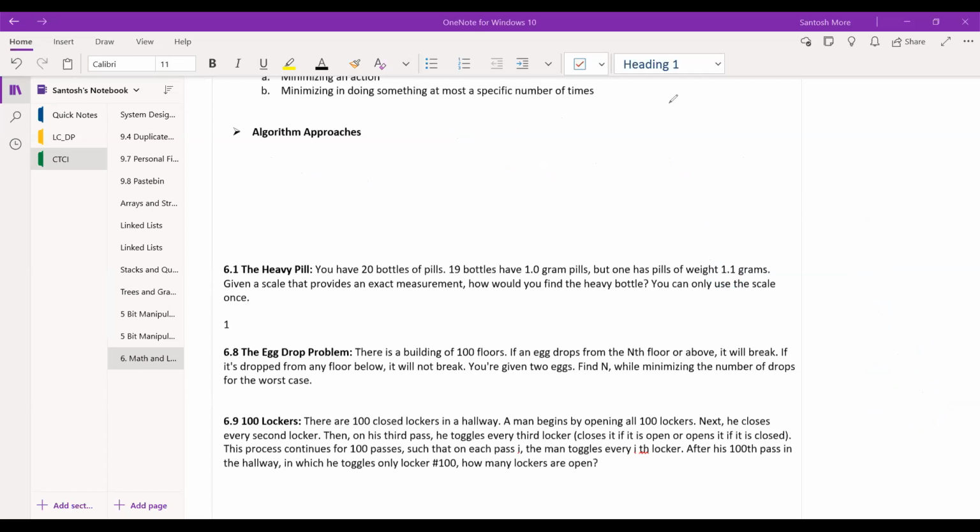Now this is about another problem, our very famous egg dropping problem. I think we all know about it. It is a sort of a DP problem. So he says that there is a building of 100 floors, and let me see if I have it.